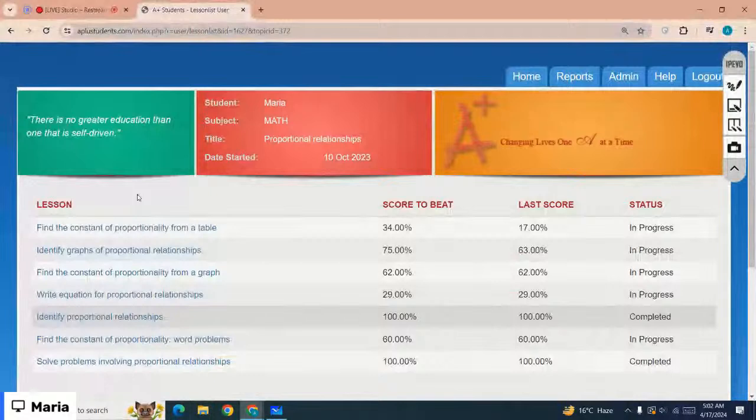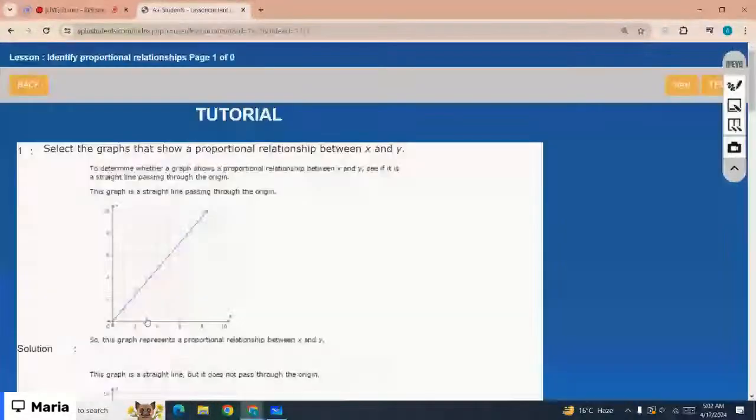Select the graph that shows a proportional relationship between x and y. To determine whether a graph shows a proportional relationship between x and y, see if it is a straight line passing through the origin. If the graph is a straight line and passes through the origin, that means this graph represents a proportional relationship between x and y.